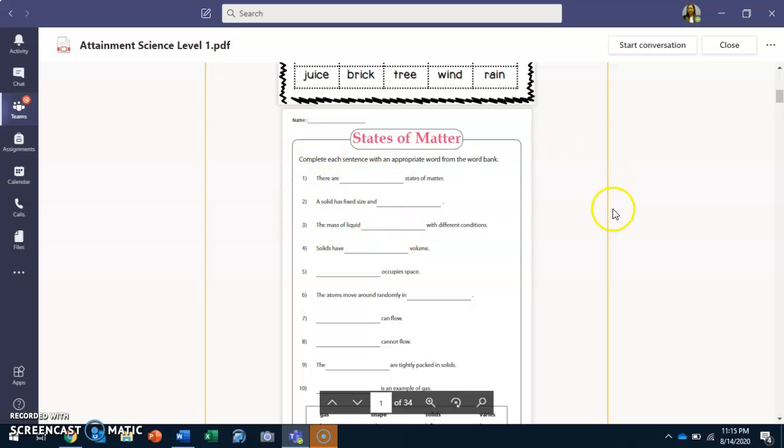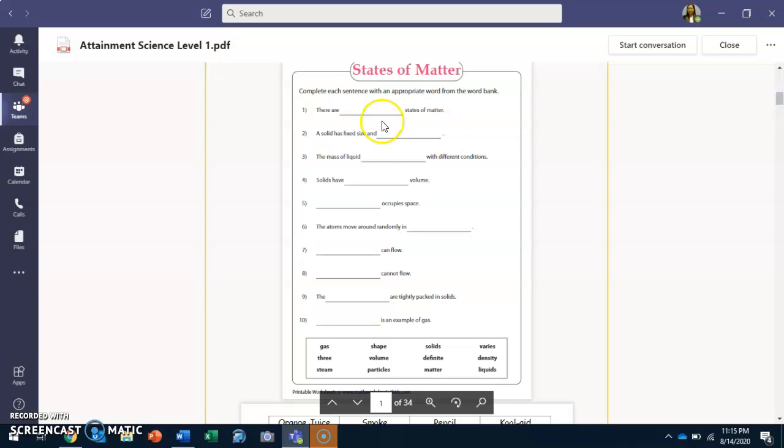So here we have 10 questions, and it says there are blank states of matter. So it's saying there are blanks, so you need to fill in the blank and look at your word bank. So how many are there? We have liquid, solid, and gas. So how many is that? Let's count. Get ready. Liquid is 1. Gas is 2. Solid is 3. So how many do we have? 3. So you would be putting 3 on number 1.